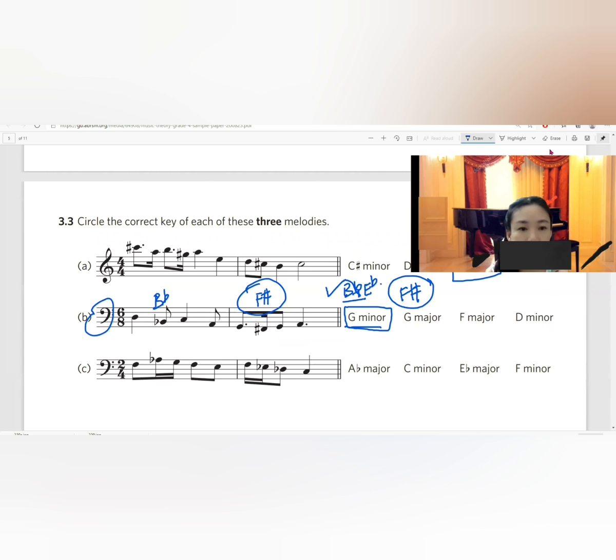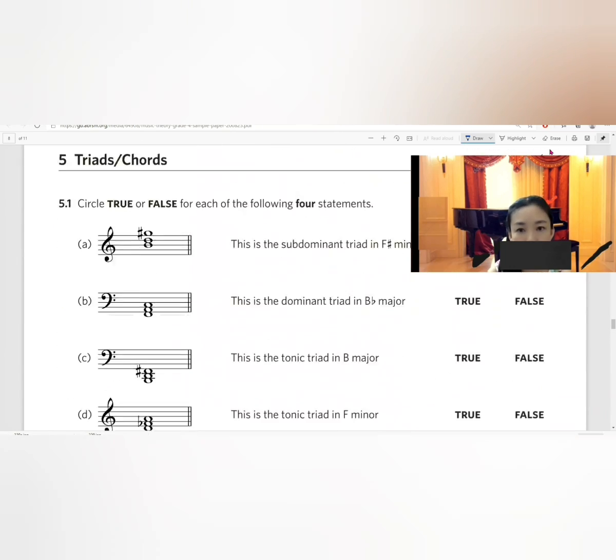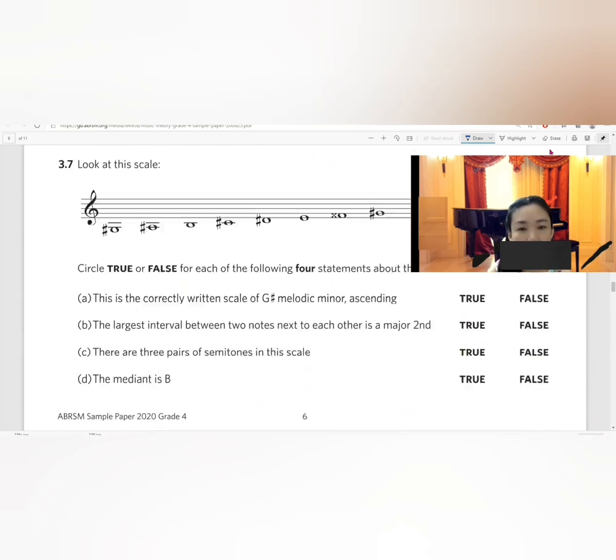Okay, this is the bass clef. There's no E here, so they cannot show you E flat. But they show you B flat, and then the unusual sharp is a 7th note. So from here, you know this is G minor. Okay, let's move on to the next question.